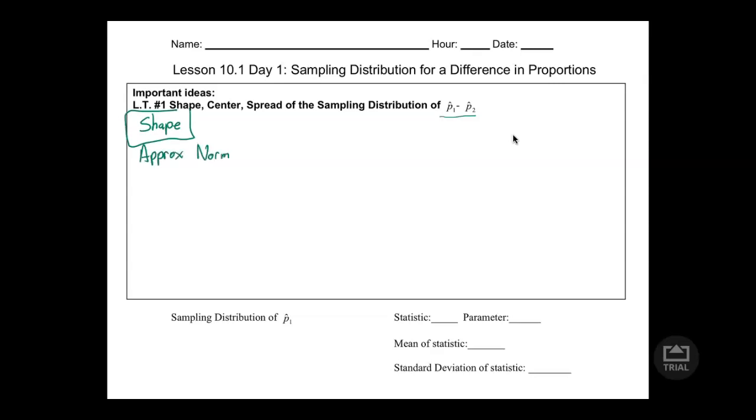And to test if it's approximately normal, we're going to use our large counts. But now we have two proportions, so we have to do it for both proportions. You'll take the sample size times p1, and then the sample size from the first set times 1 minus p1. Remember, it's successes and failures, and they both should be greater than or equal to 10. And then you're going to do it for your second set: n2 times p2, n2 times 1 minus p2. Both of those should be greater than or equal to 10.